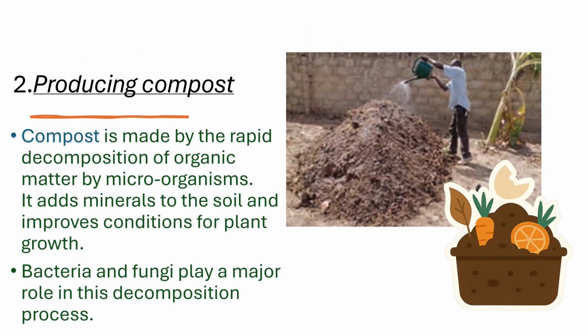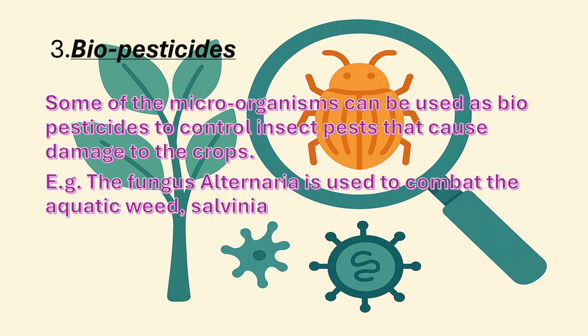Producing compost. Compost is made by the rapid decomposition of organic matter by microorganisms. It adds minerals to the soil and improves conditions for plant growth. Bacteria and fungi play a major role in this decomposition process. Biopesticide. Some of the microorganisms can be used as biopesticides to control insect pests that cause damage to the crops. Example, the fungus Alternaria is used to combat the aquatic weed Salvinia.